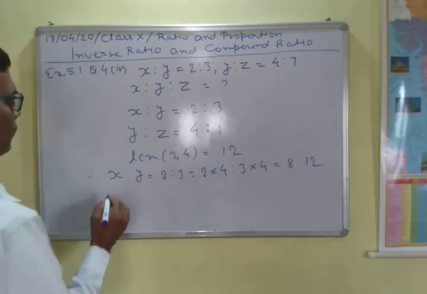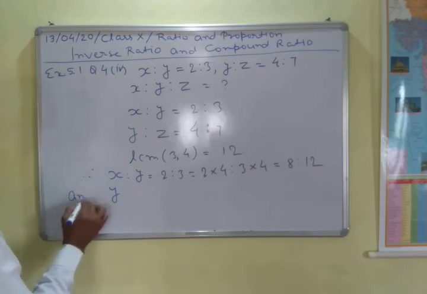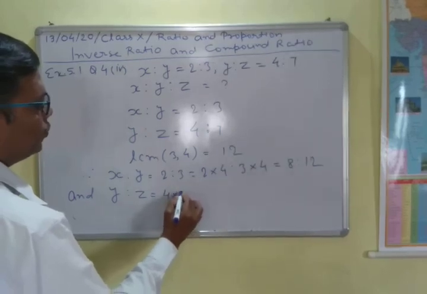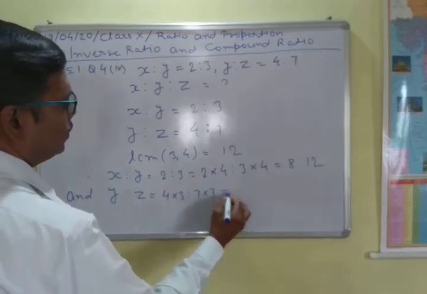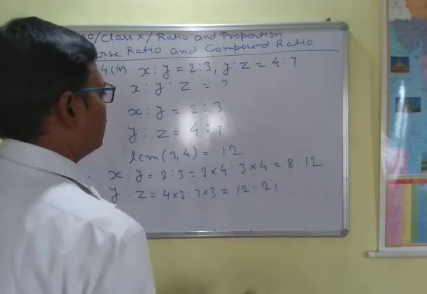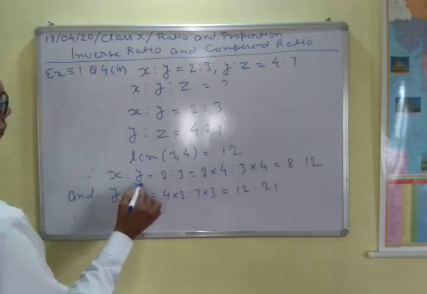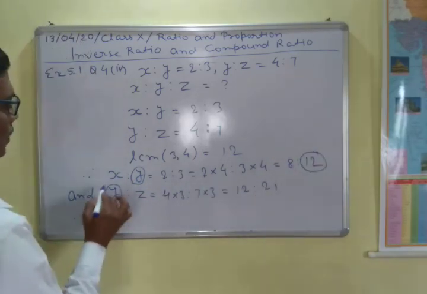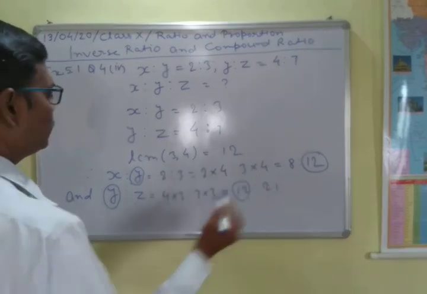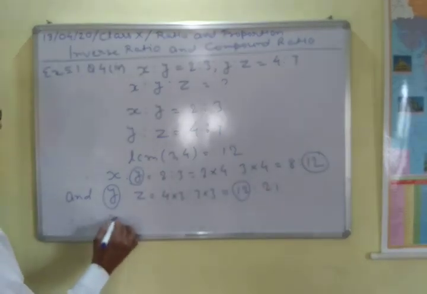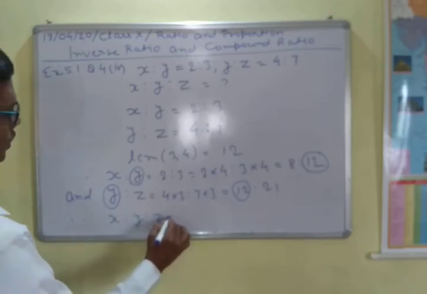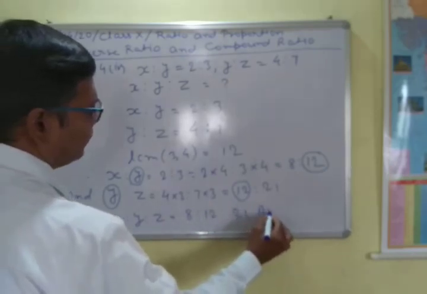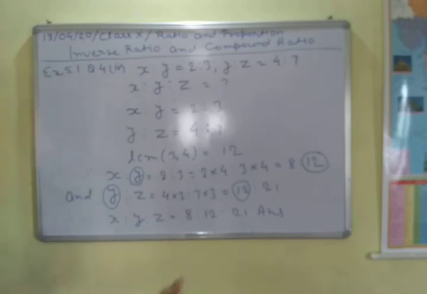Now again convert this into 12. y is to z equal to 4 into 3 is to 7 into 3, equal to 12 is to 21. Now you can see that here y is 12, and here also y is 12. So both are equal. Therefore x is to y is to z equal to 8 is to 12 is to 21. Here nothing is common, so this is the final answer.